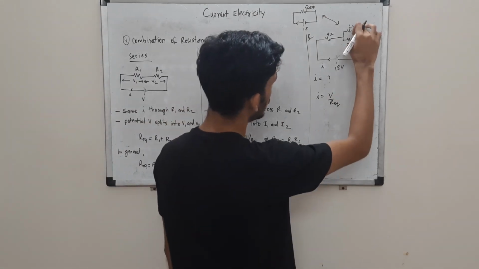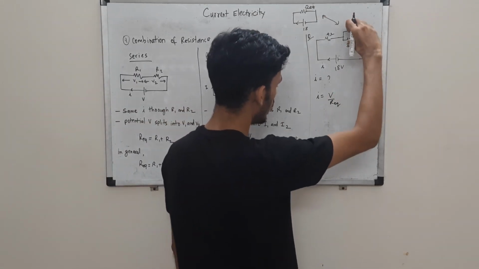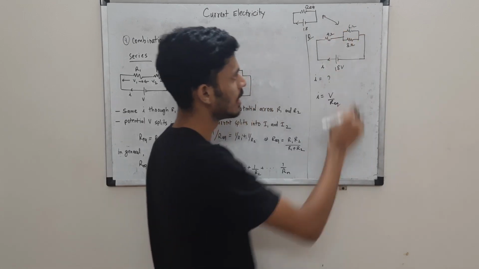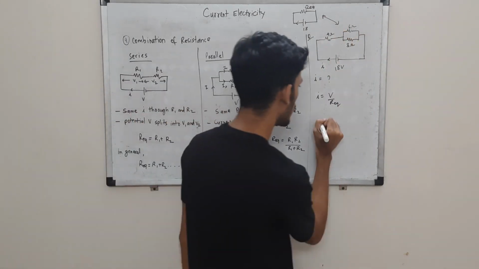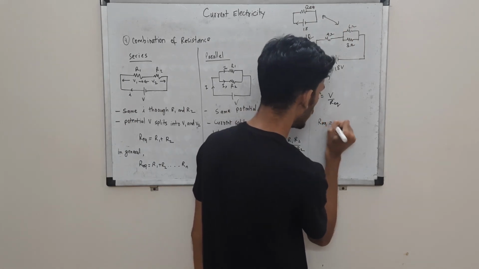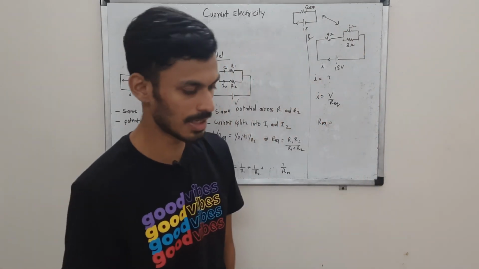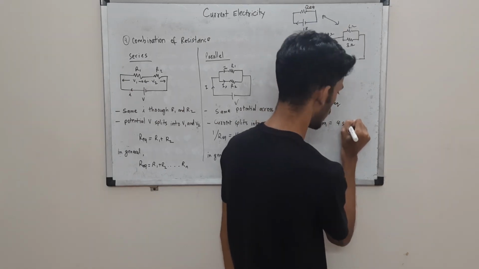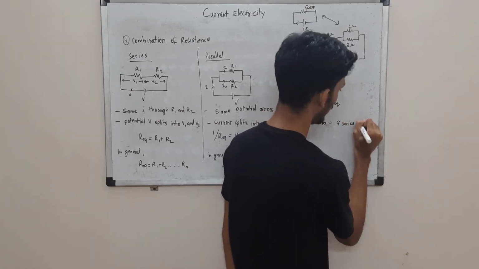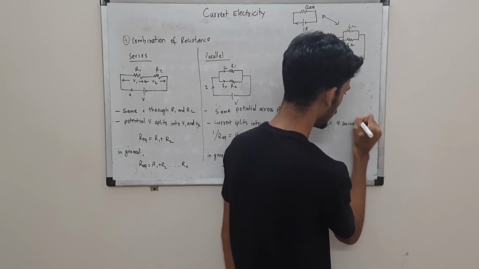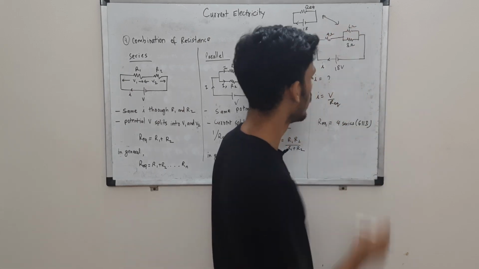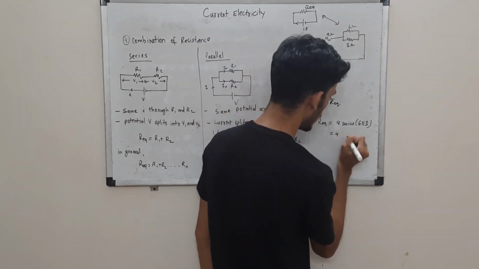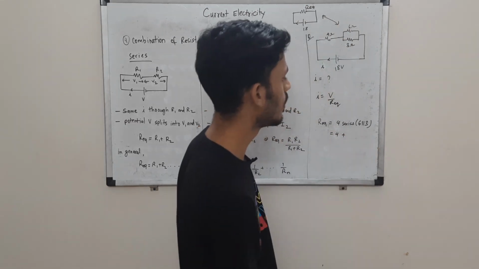Now R equivalent, you can see that these two are in series and these two are in parallel, and the parallel combination is in series with 4. So R equivalent will be 6 and 3 in parallel, and in series with 4. So 4 series, write it this way, 6 parallel 3. These two are in parallel and that is in series with your 4.